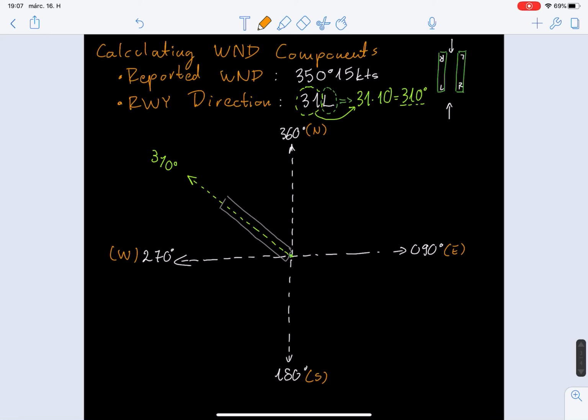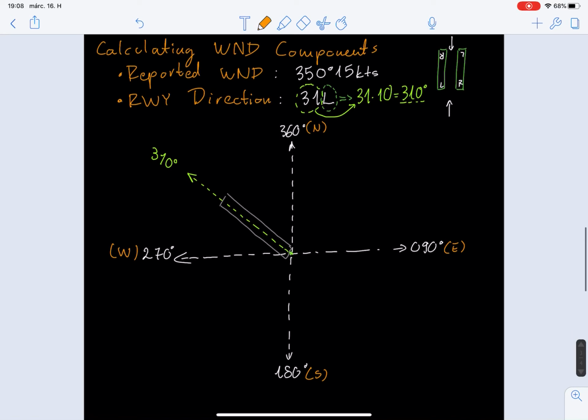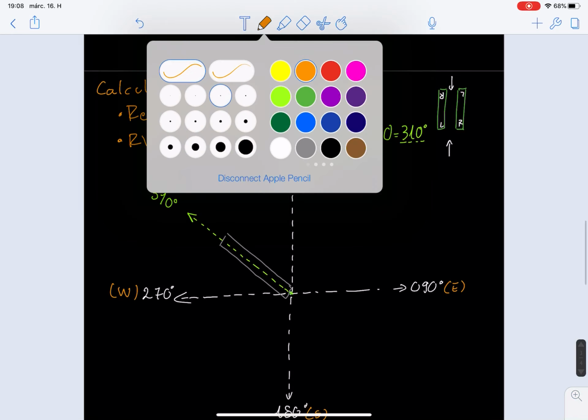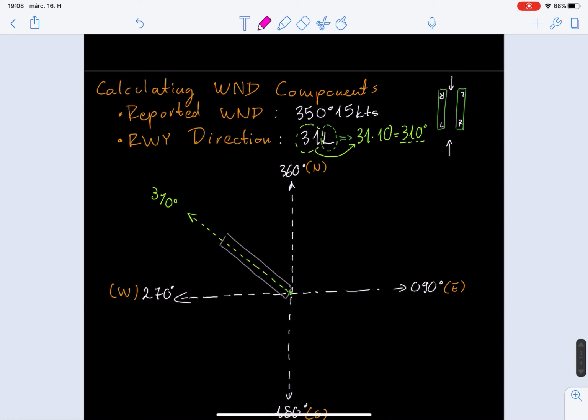So runway 31, if you multiply it by 10, gives you basically the runway's direction, the direction in which the runway is oriented from the direction of the takeoff or the landing. It's what it means. So it's the direction you would be facing when you take off or land from a runway.